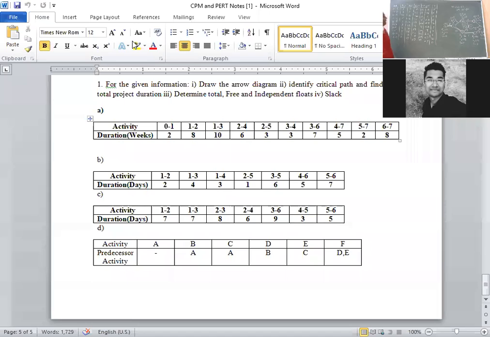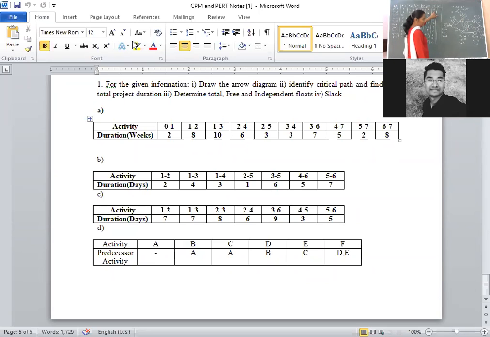Yes, ma'am. Okay. Right now, we will compute free float. The formula to compute free float is equal to total float minus Sj, that is head slack. How to represent? The activity is 0 to 1. 1 is nothing but head slack. 1 to 2, 2 is the head slack. 1 to 3, 3 is the head slack.